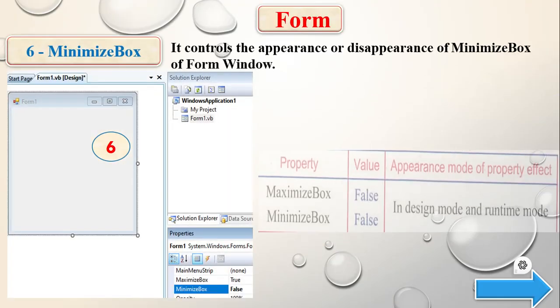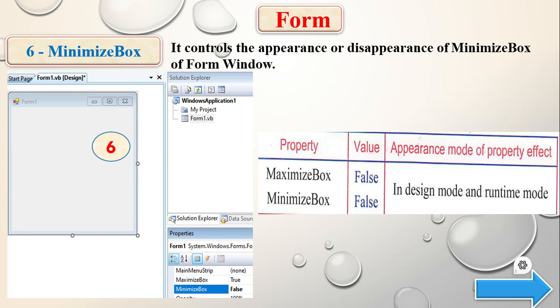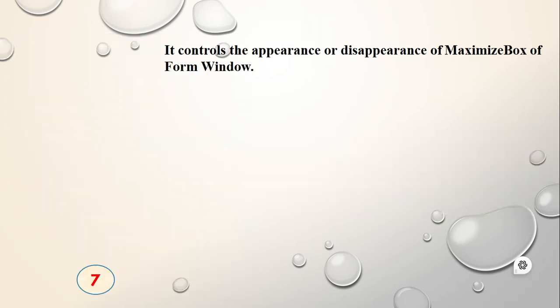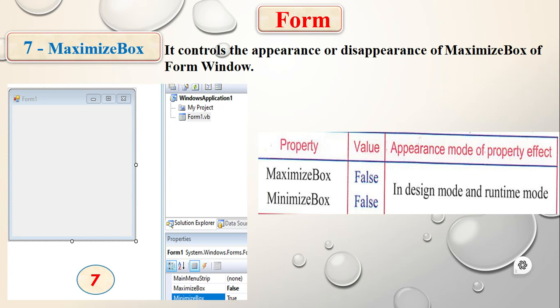So here we have minimize box. It controls the appearance or disappearance of the minimize box of the form window, and maximize and minimize. If both of them are changed to false, they will disappear. It will appear in design mode and runtime mode. As we said, also maximize box, same thing, and the standard value is true, and you have the option to change it to false to make it disappear.